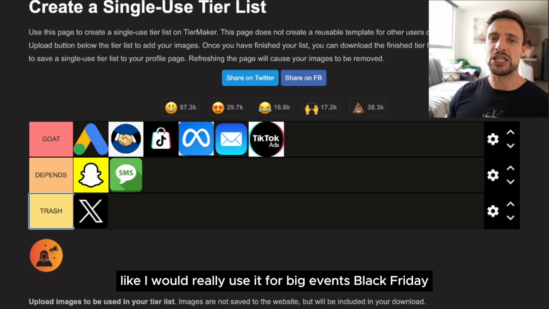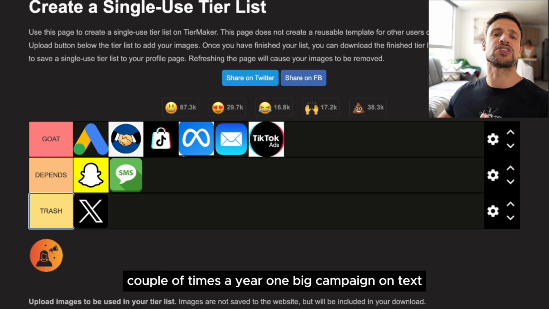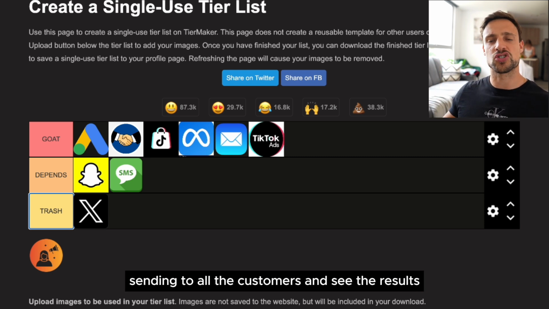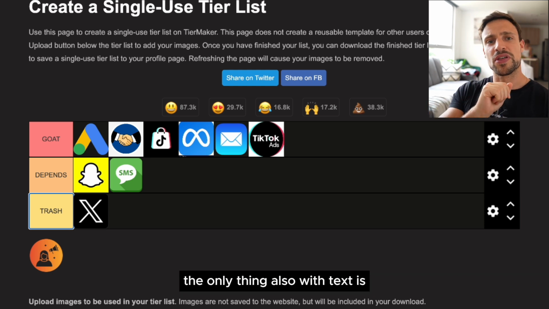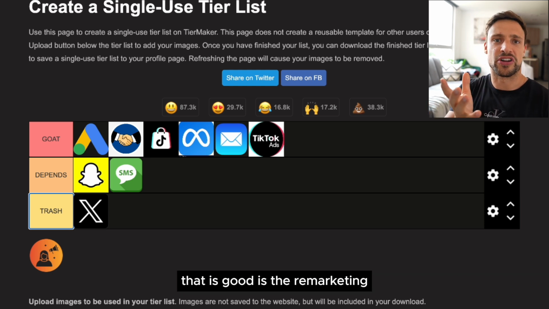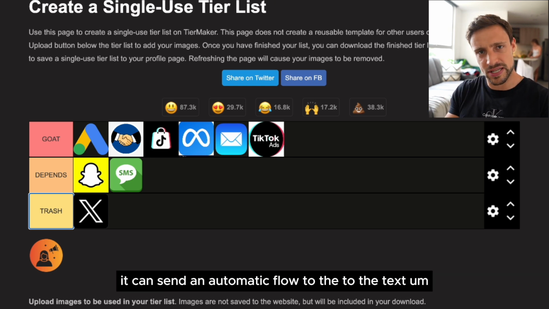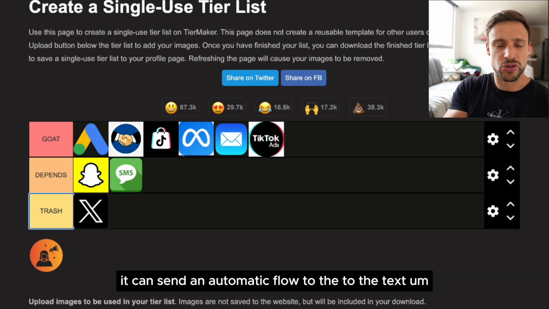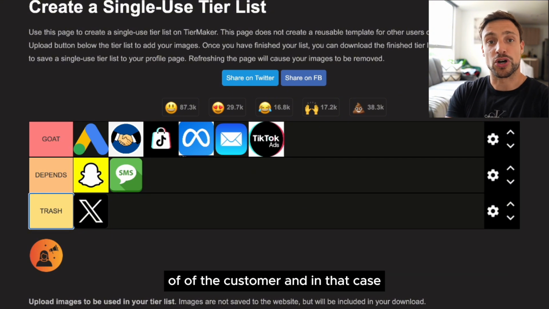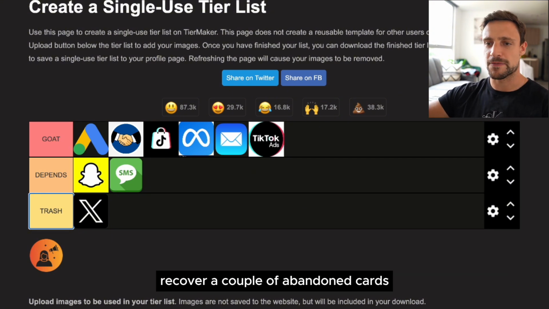Like I would really use it for big events, Black Friday, Cyber Monday, Christmas, a couple of times a year. One big campaign on text, sending to all the customers and see the results. The other thing that is good with text is the remarketing. So if they abandon the cart, something like this, you can send an automatic flow to the text of the customer, and in that case recover a couple of abandoned carts.